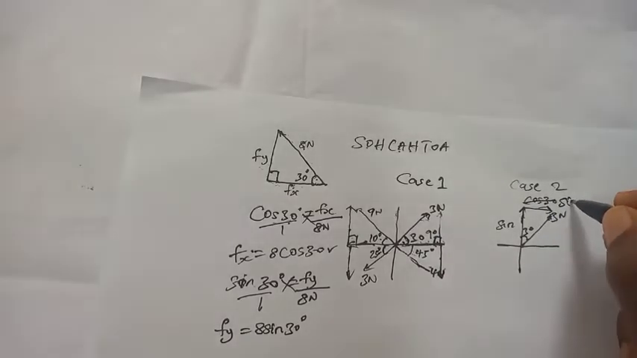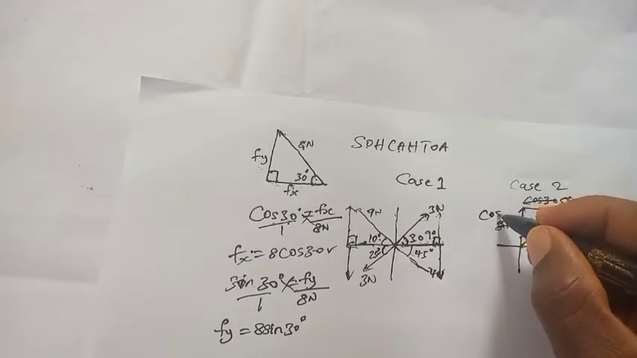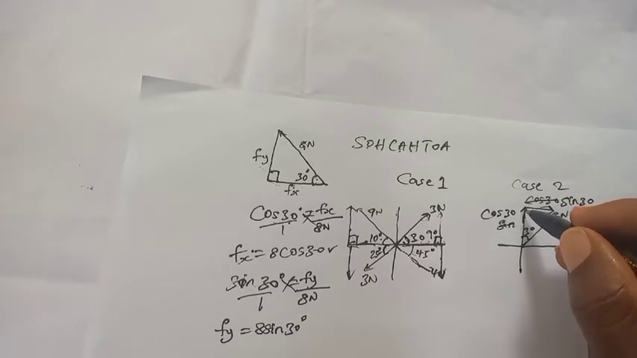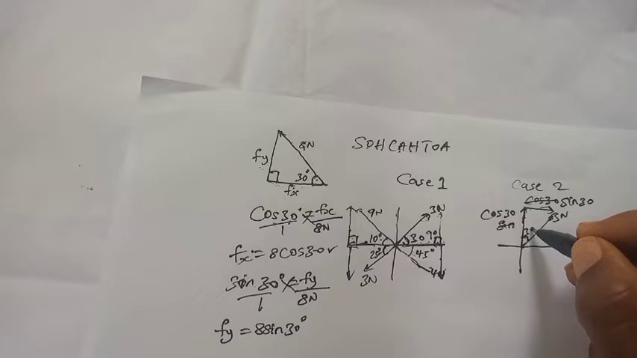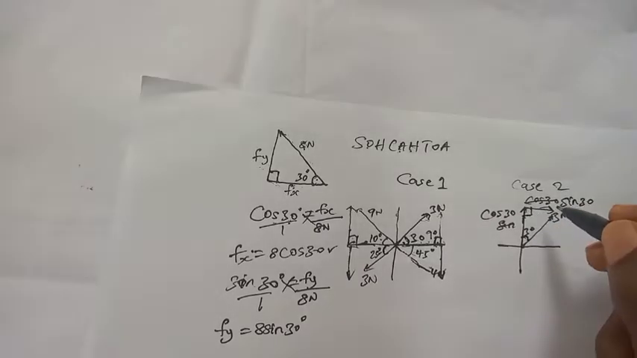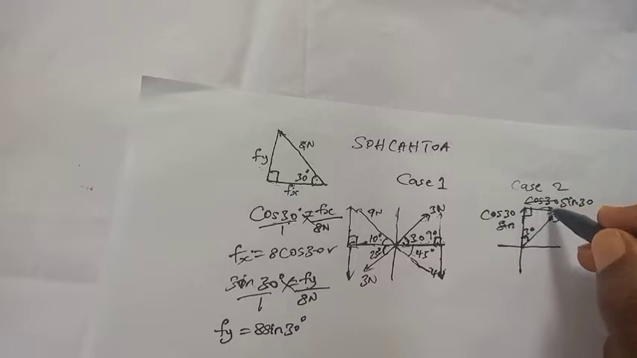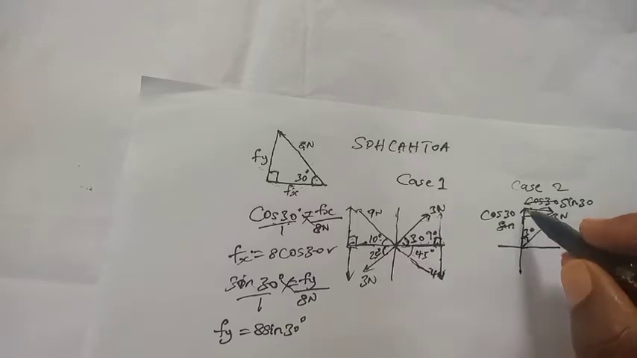The horizontal component is going to take sine 30, while the vertical component will take cosine 30. That's a mistake. Now, this vertical component will take cosine 30 because this vertical component has this 30 degrees and also the 90 degrees. Understand? And this horizontal component will take sine 30 because it's the line facing the 30 degrees angle. So this is case 1 and case 2.